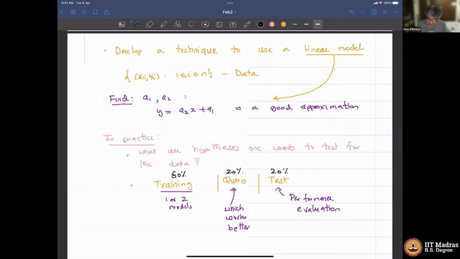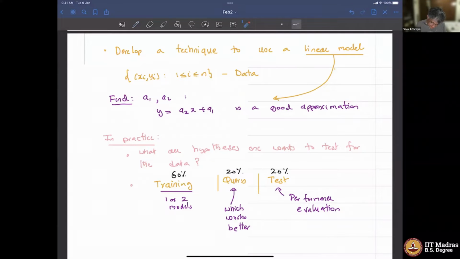So now I'd like to tell you, how does one do this? There's really no good way to find A1, A2. So what will be your measure?